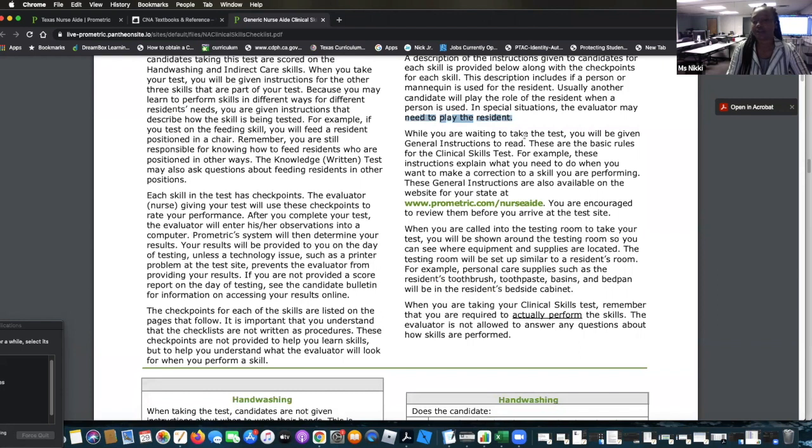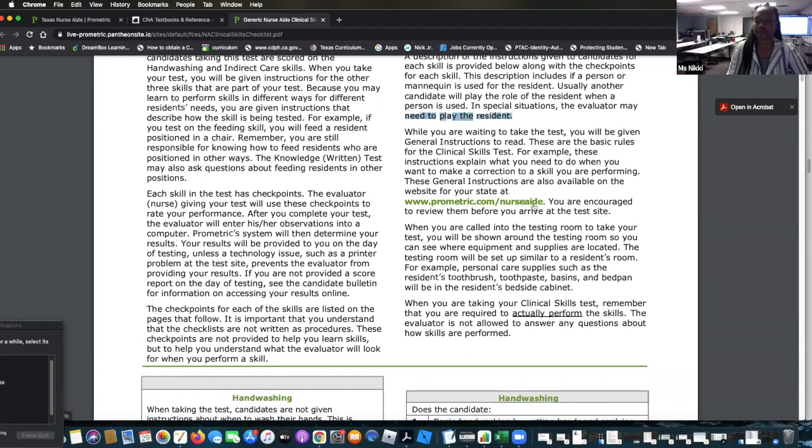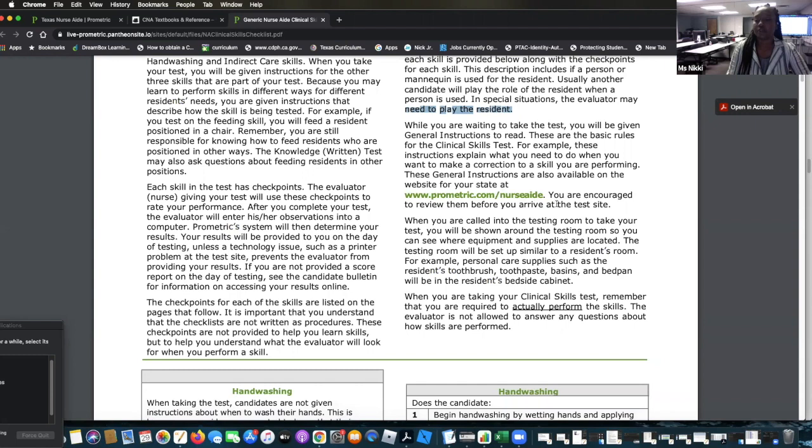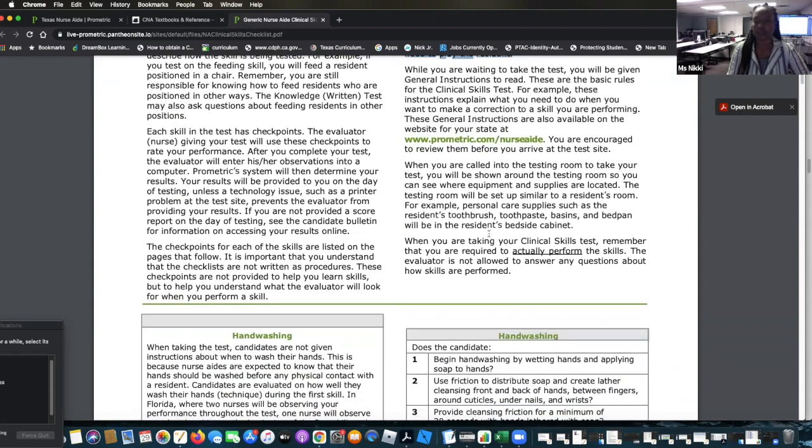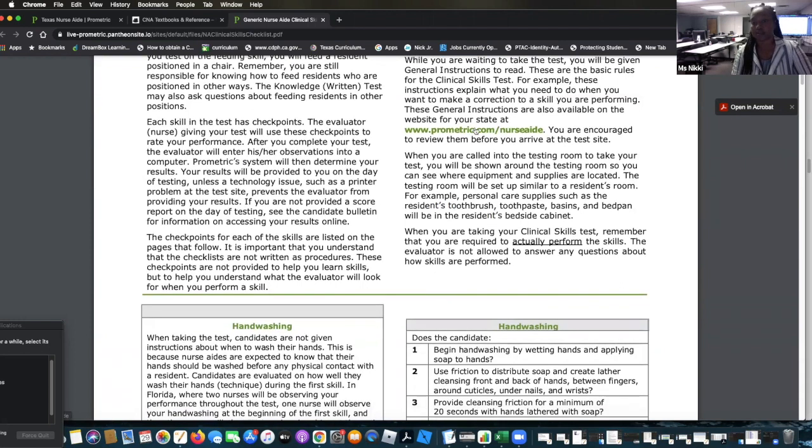When you are waiting to take the test, you will be given general instructions to read. These are basic rules for the clinical skills test. For example, these instructions explain what you need to do when you want to make a correction to a skill you are performing. These general instructions are made available on the website here, which we'll go to. You can see all the links and things that you need are here. And this link is really the one you need because it has all the other links on there.